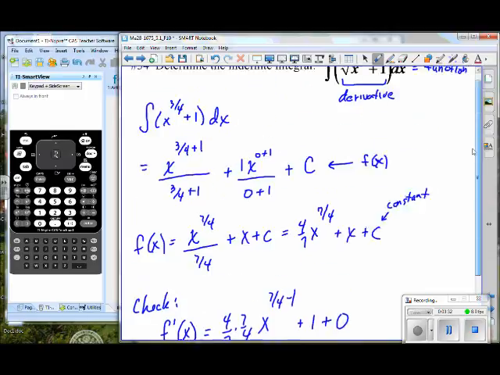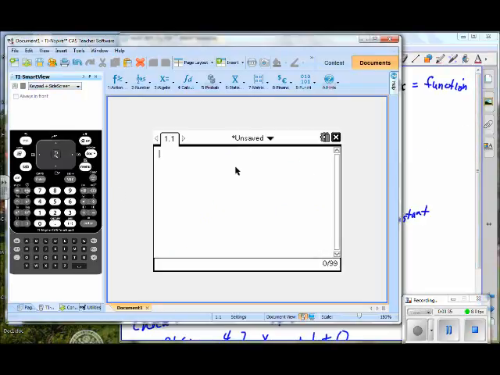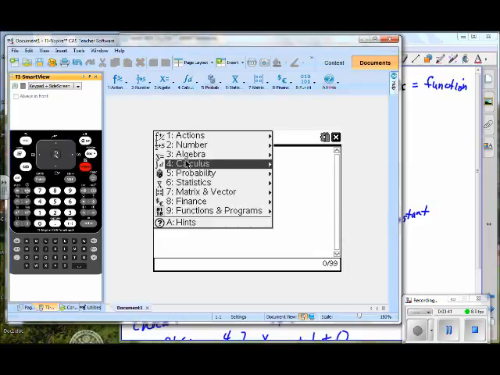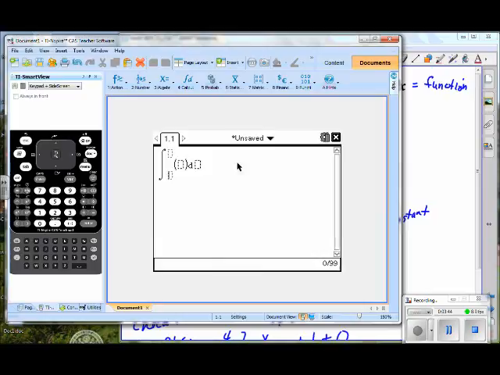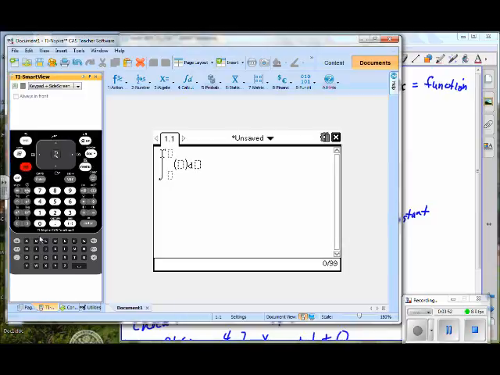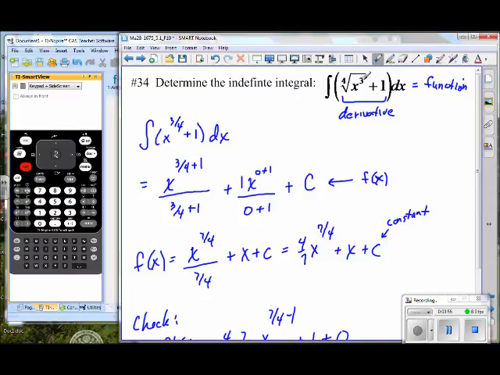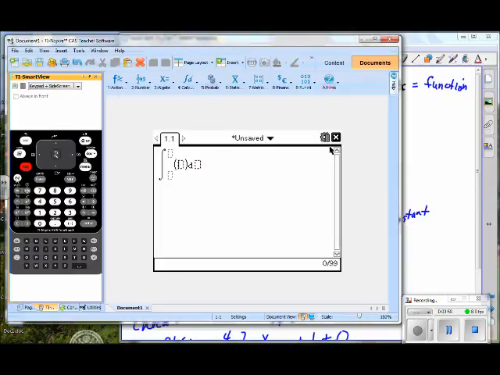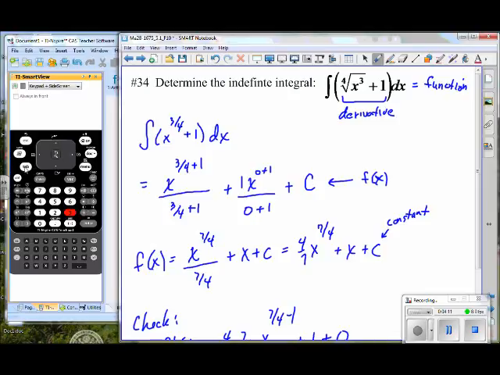To do this with the Inspire, let's take your Inspire, get into a calculation page, go to Menu, go to Calculus, go to Integral. We're going to ignore the lower and upper bounds, which is Tab and Tab. In here, let's go back, we had the 4th root of x cubed. So if we do Control on the exponent key, we can put in the 4th root of x cubed. And we need to remember that it's plus 1.